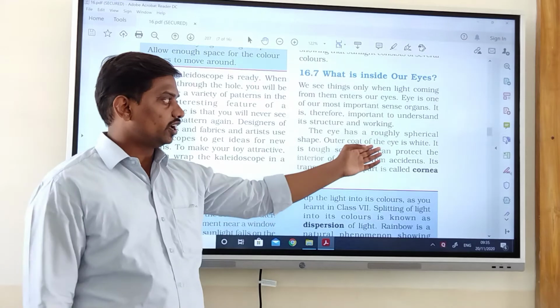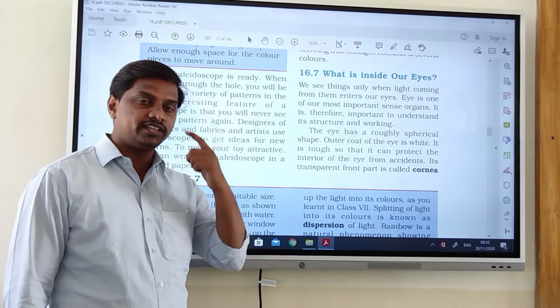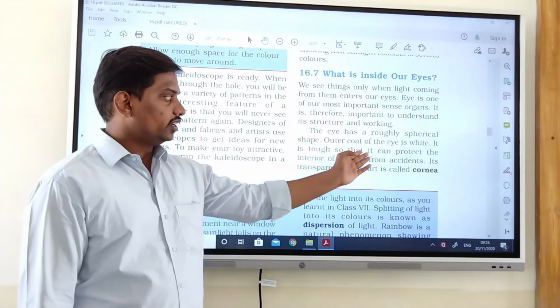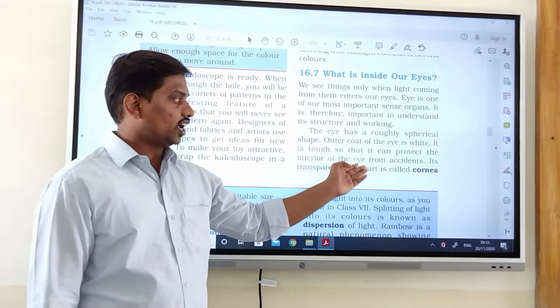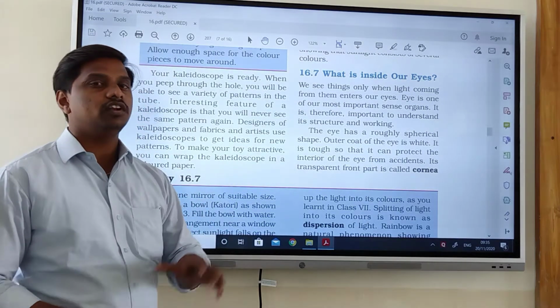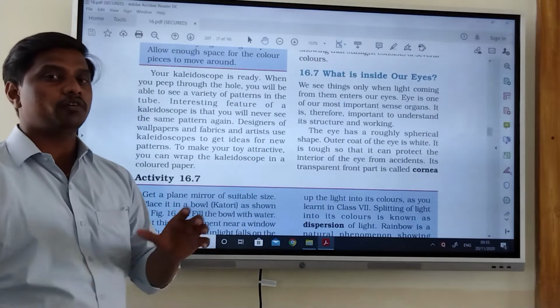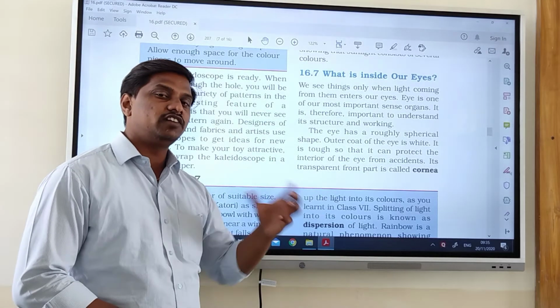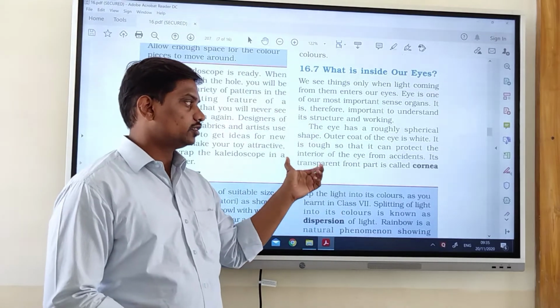The outer coat of the eye is white. It is tough so that it can protect the interior of the eye from accidents. The white portion of the eye is a little bit tough, so it can protect the interior organs present inside that white surface.